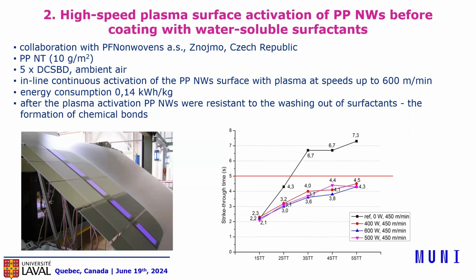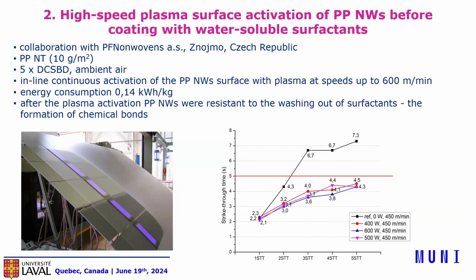a second immersing of this textile, the strike-through time is higher than 6 seconds. This is caused by the fact that surfactants without plasma activation were not well bonded to the surface. There were only some physical bonds, and periodic washing results in a washing-out effect, the surfactants were removed, and the wettability of the textile got worse.